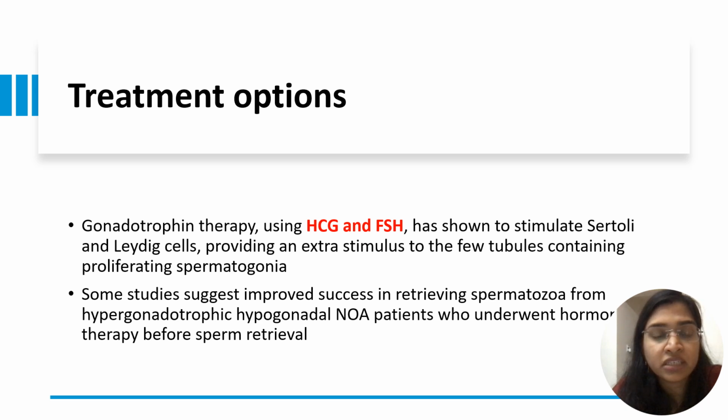Some studies suggest improved success in retrieving spermatozoa from hypergonadotropic hypogonadal non-obstructive azoospermia patients who underwent hormonal therapy before sperm retrieval. But the evidence is limited and mainly from small retrospective cohorts and case series.